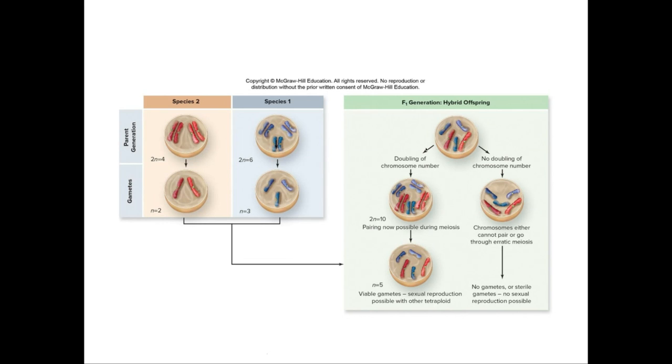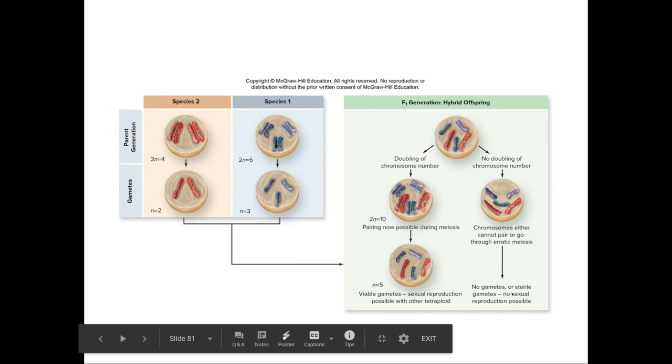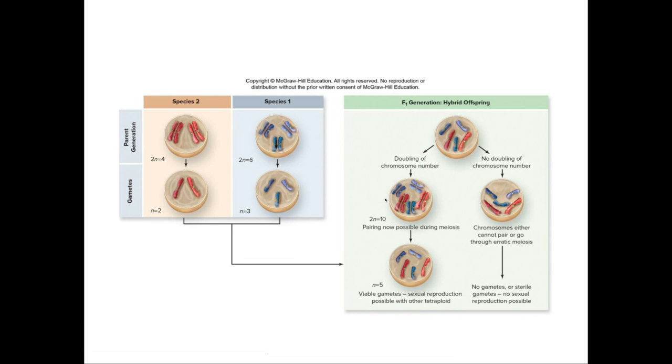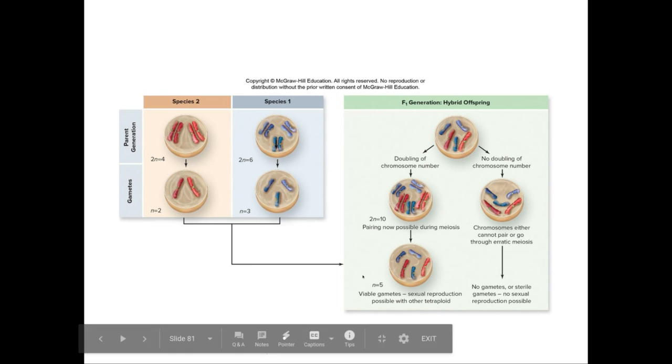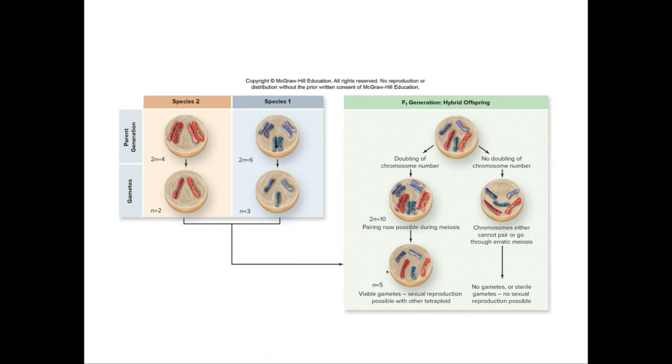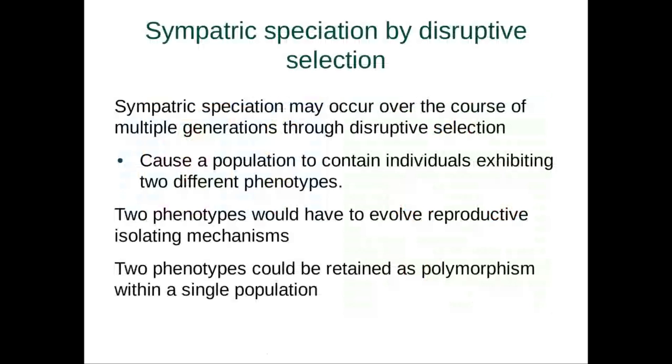Now, if we have that hybrid generation, a couple things can happen. We have no doubling of the chromosome number, which means the chromosomes either cannot pair or go through erratic meiosis, thus the production of sterile individuals or no gametes. Or there's a chromosome doubling, which now allows pairing during meiosis, thus producing viable gametes and sexual reproduction that is possible with other tetraploids. So again, this is thinking about how new species arrive within sympatric populations, right? Species living together in the same area.